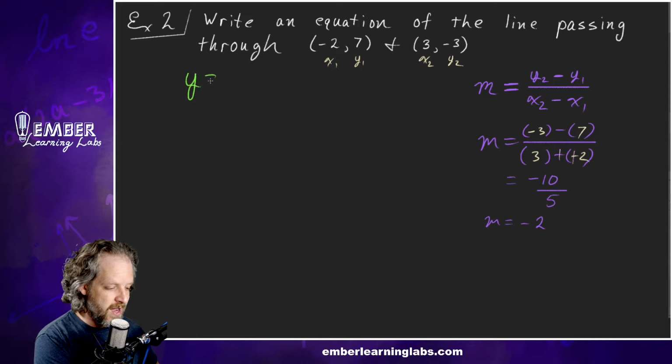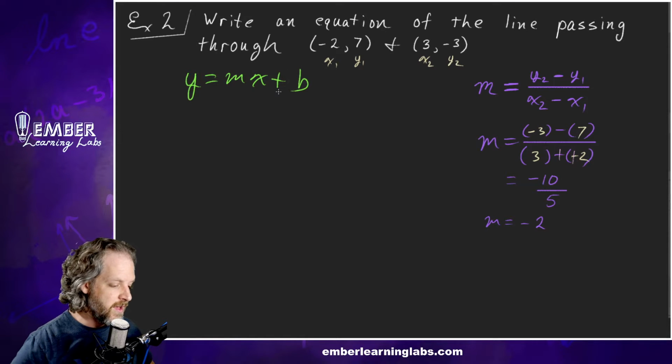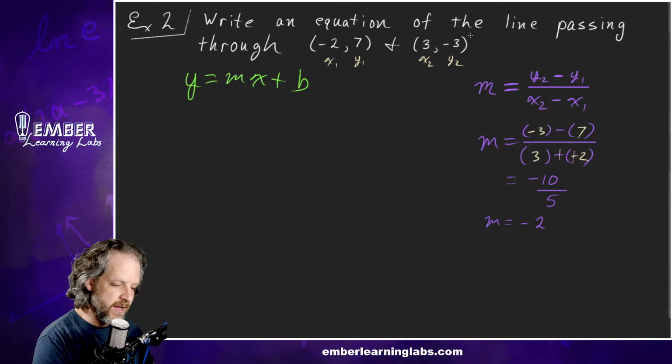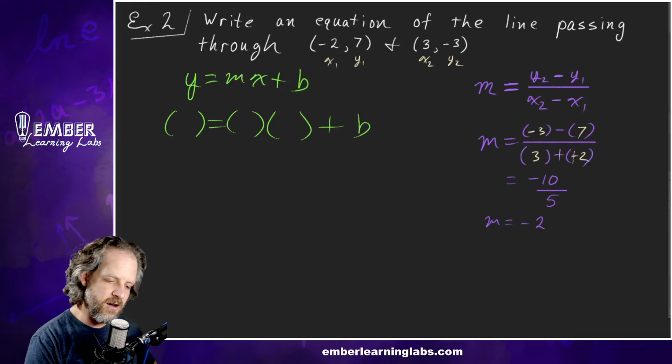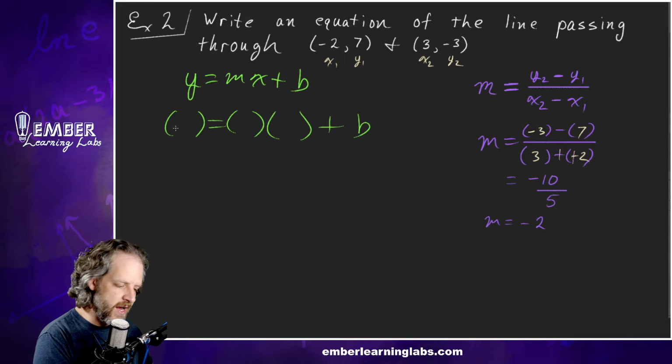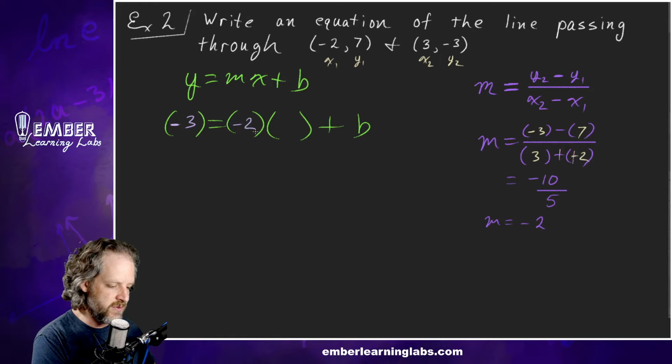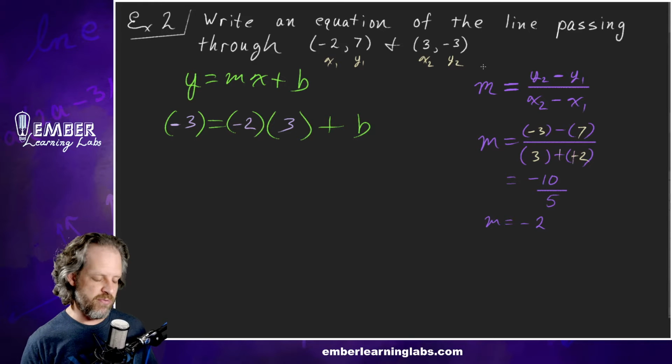We're going to use y equals mx plus b. So we're going to plug in for y. We're going to plug in this guy. So let's go ahead and do some parentheses, plus b. Over here, we're going to plug in y as -3. The m we just found is -2. The x we're going to plug in is 3. So it doesn't matter which one you pick as long as it's both things from the same point, right?